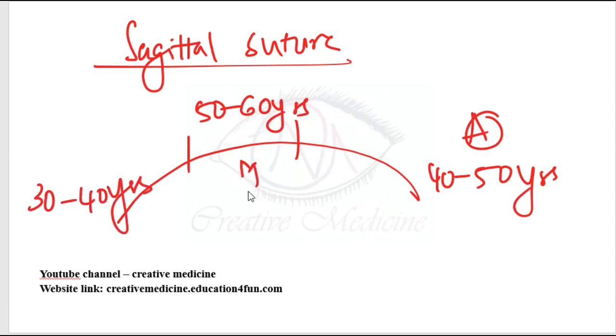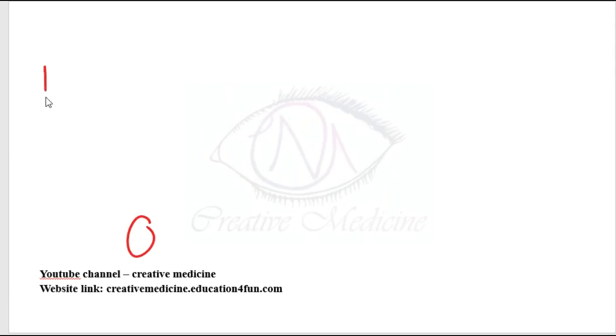Fusion of the basi-occiput with the basi-sphenoid is at 18 to 21 years of age.